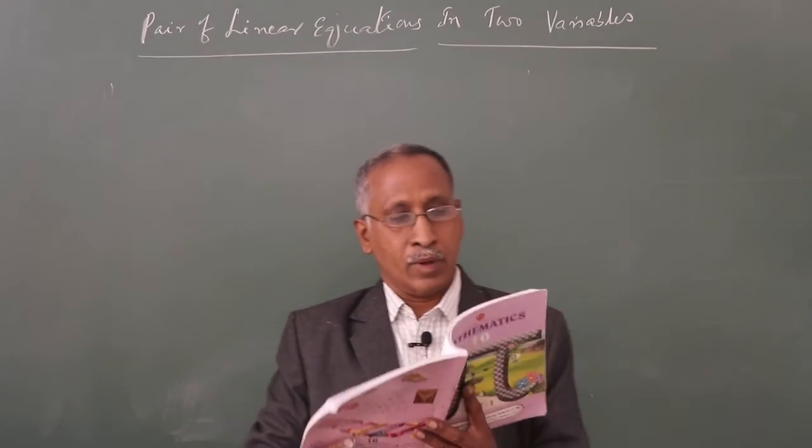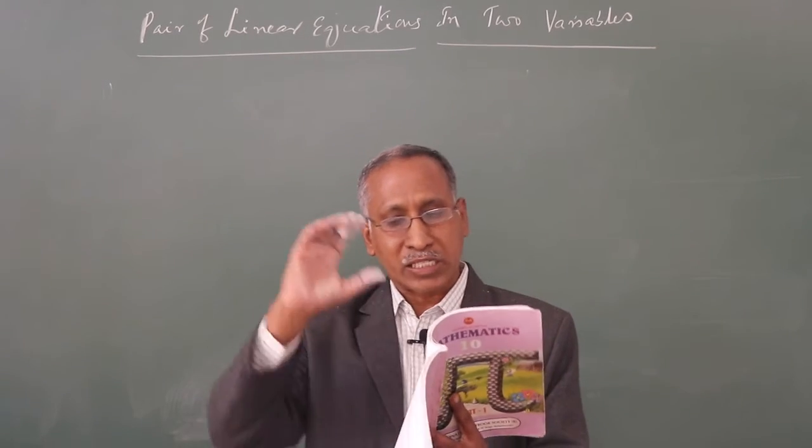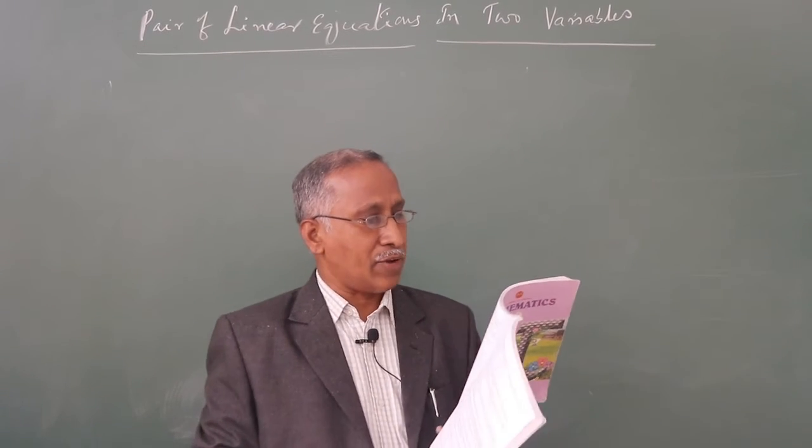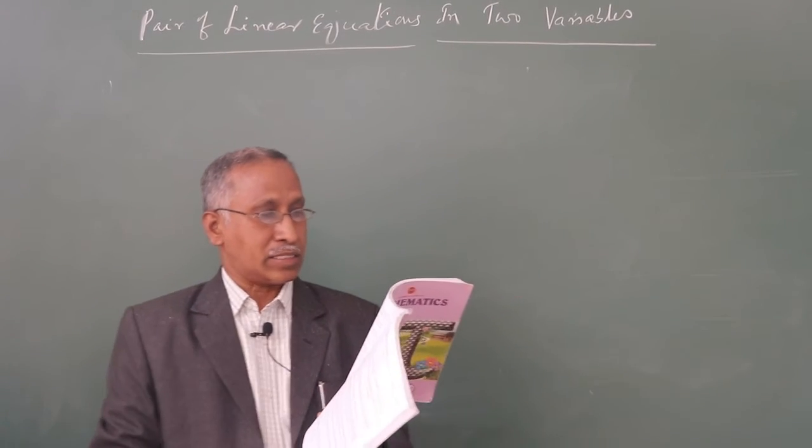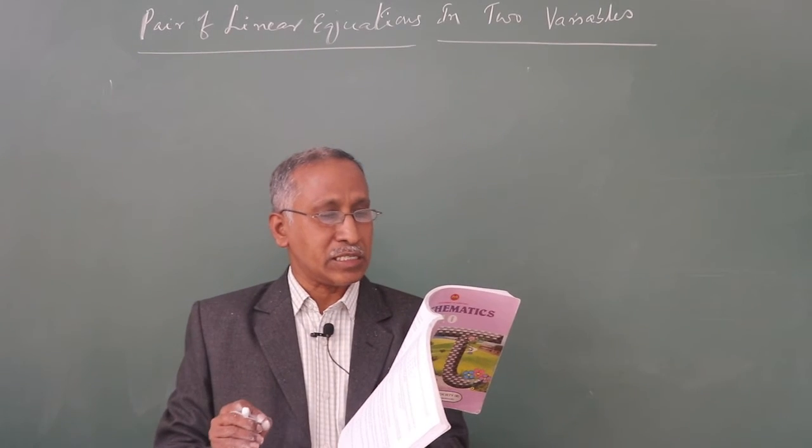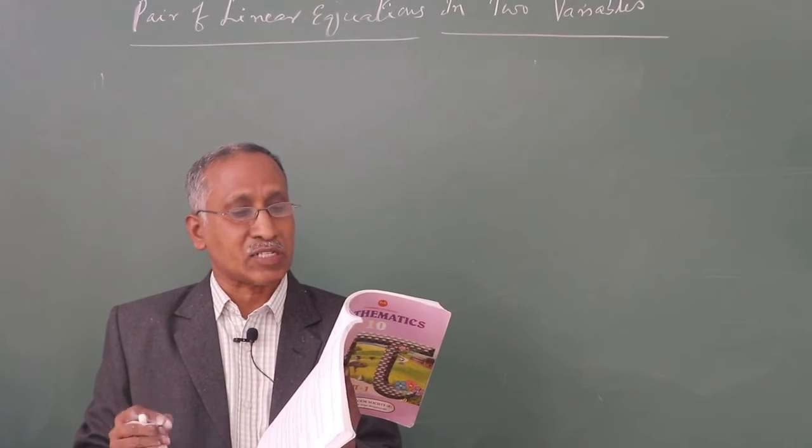Now, they have given one sum. Let me read it, then we can solve it. 5 pencils and 7 pens together cost 50 rupees, whereas 7 pencils and 5 pens together cost 46 rupees. Find the cost of one pencil and that of one pen.